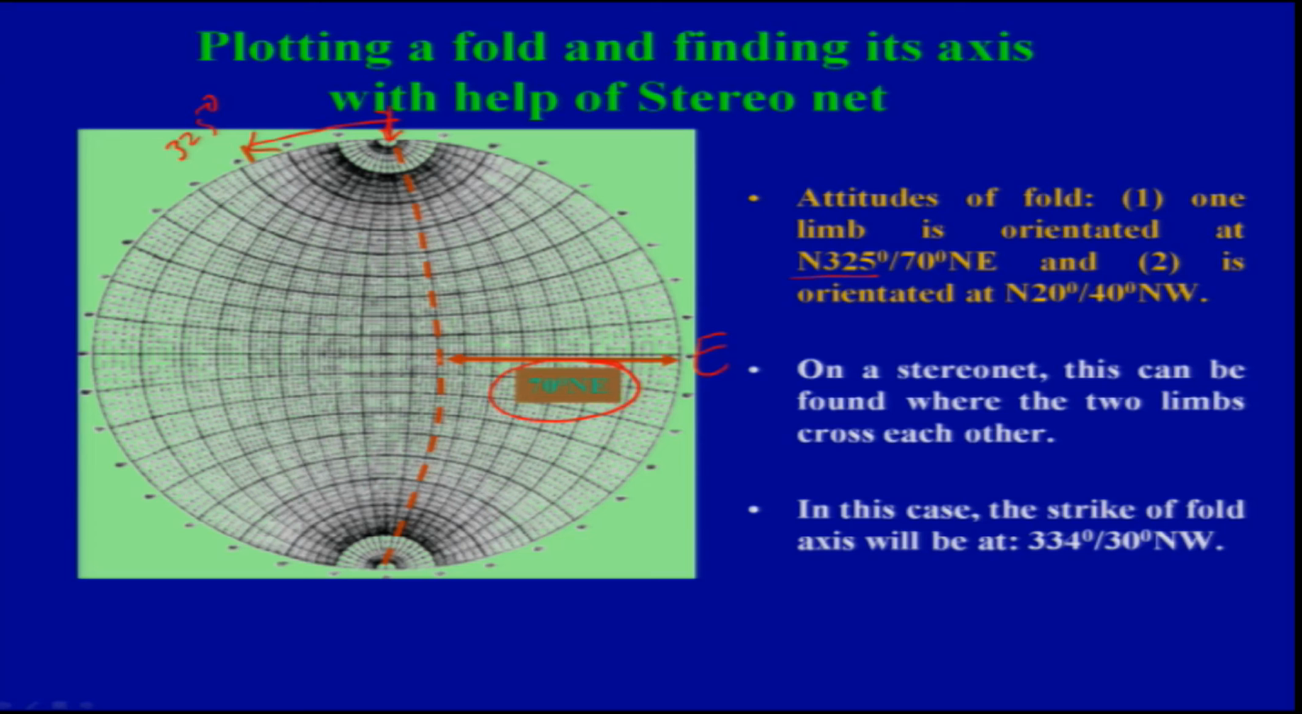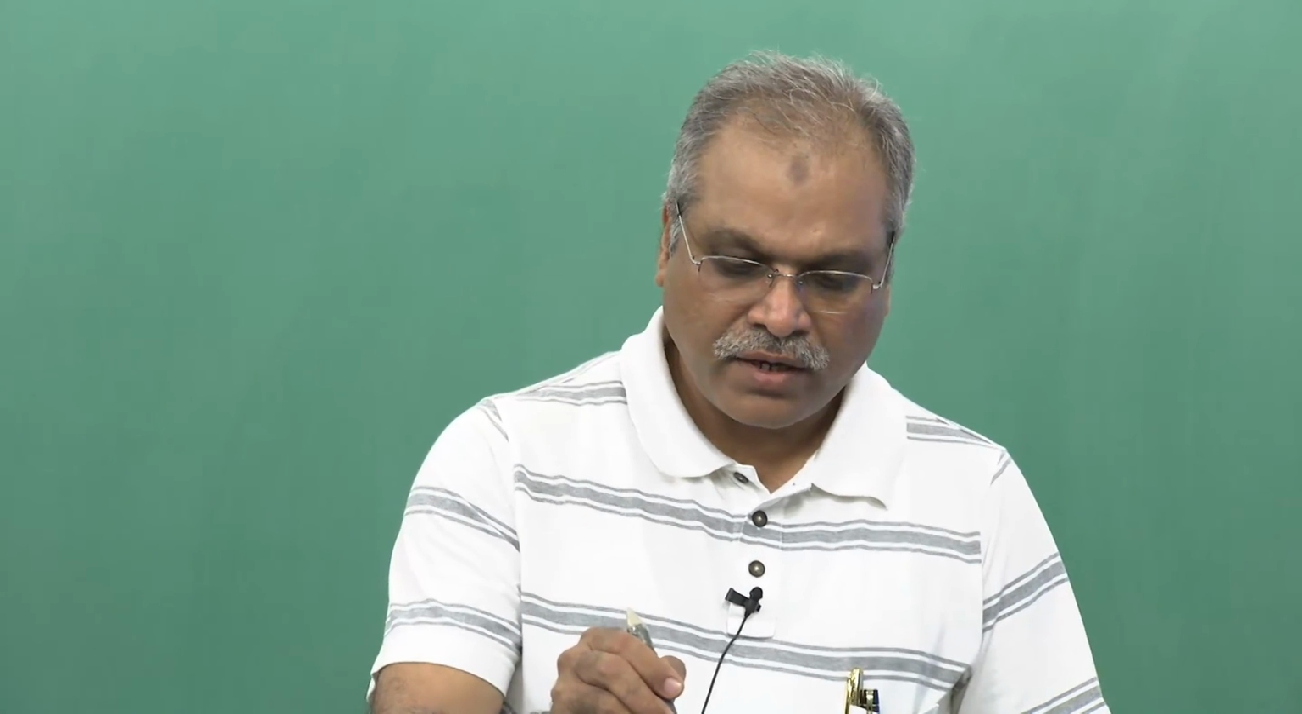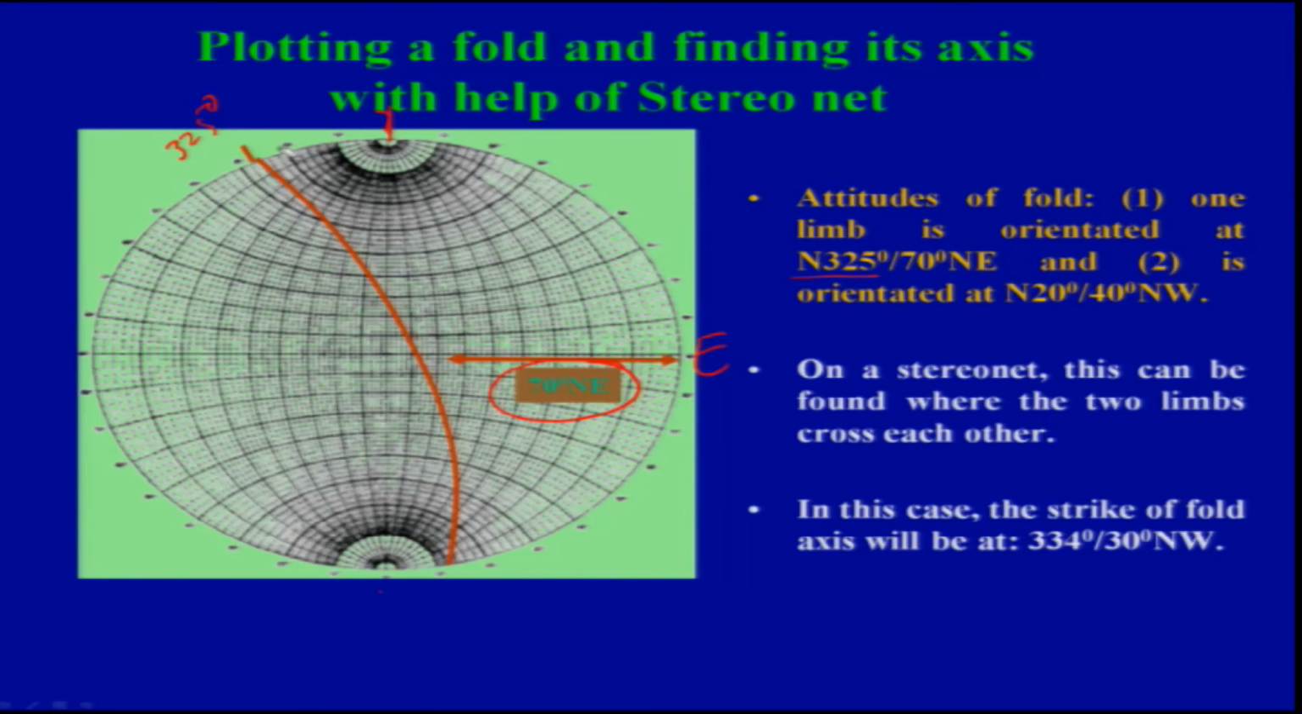We start from the northeast, so from the east we go in this direction. That will give you the plane of your fold. If you mark this, this will be your strike here. Then you move back and this will be left out with you. So this will go off. So you have one plane, with 70 degrees.